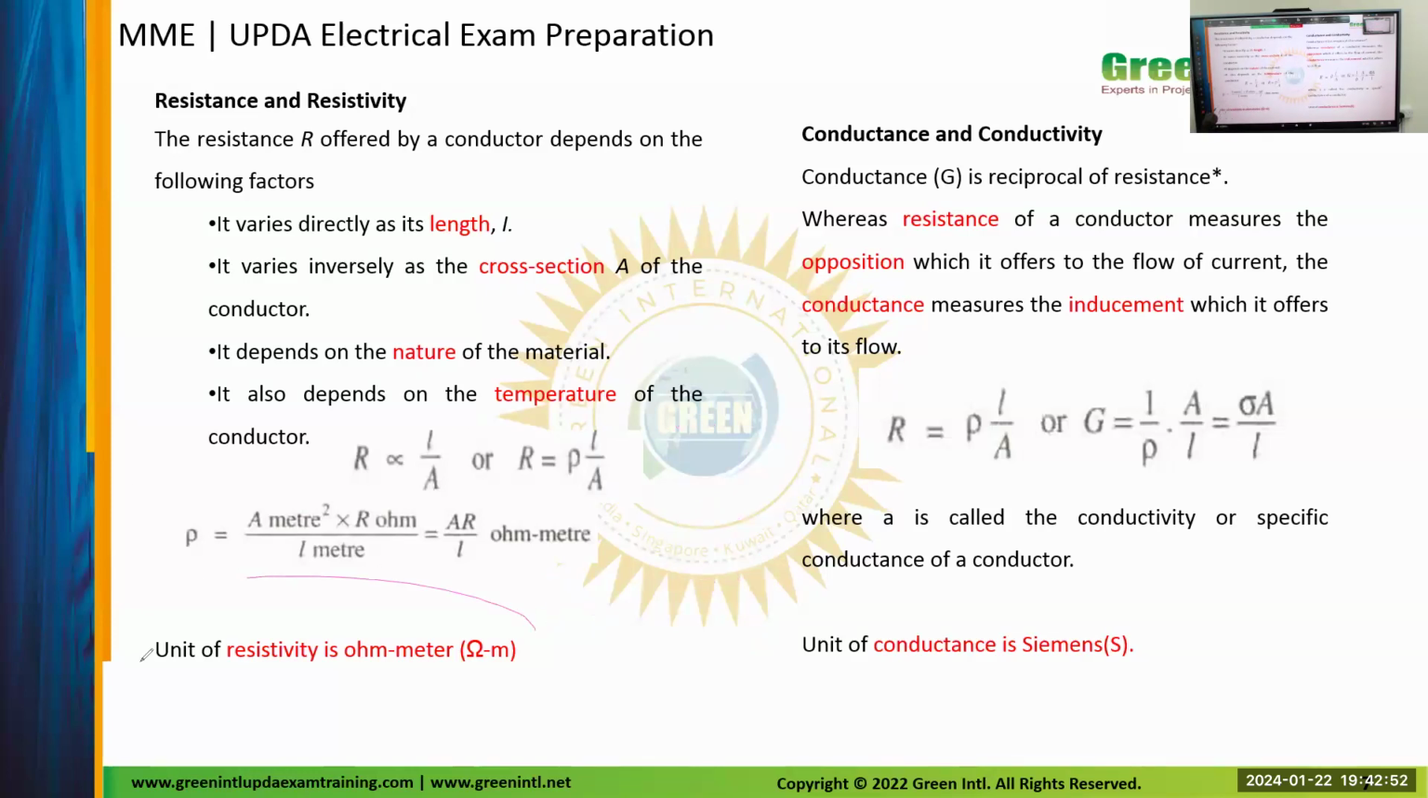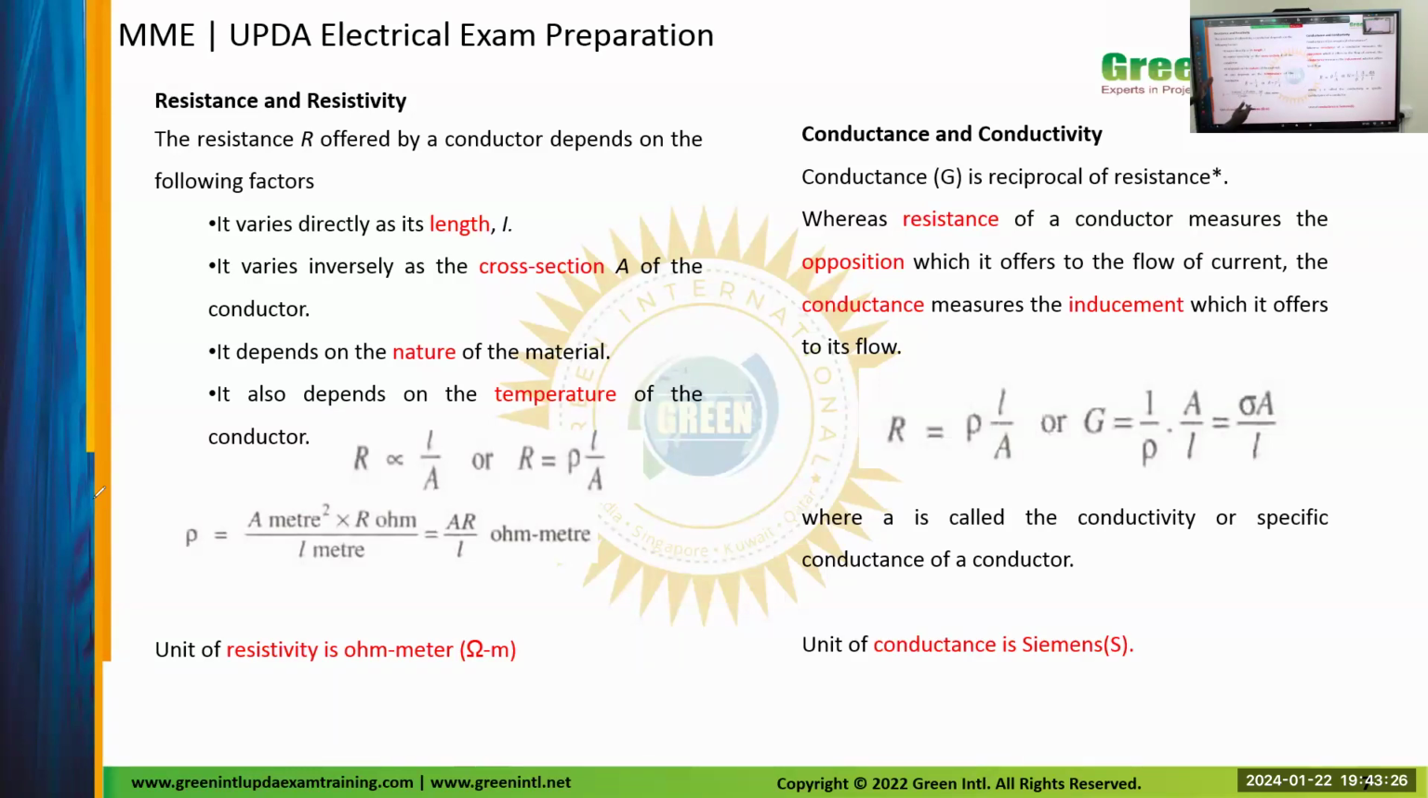This question was asked in that exam. What is the unit for the resistivity? Unit for the resistivity is ohm meter. The nature of the material means maybe copper, silver, whatever. Every metal has its own specific resistance or resistivity. That's why we use the word rho, nature of the material. So the rho value is different for every metal.